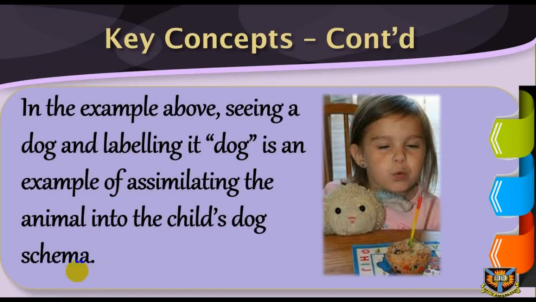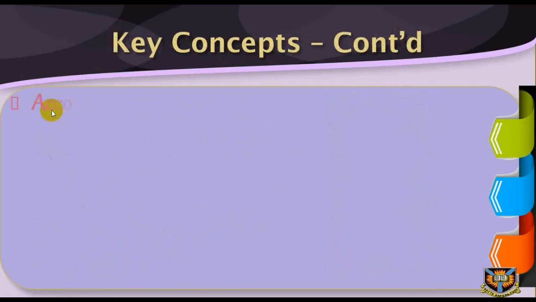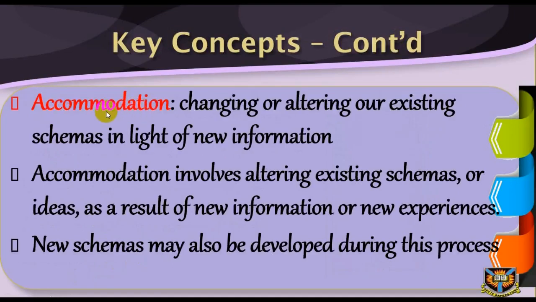Accommodation. Another part of adaptation involves changing or altering our existing schemas in light of new information, a process known as accommodation. Accommodation involves altering existing schemas or ideas as a result of new information or new experiences. New schemas may also be developed during this process.